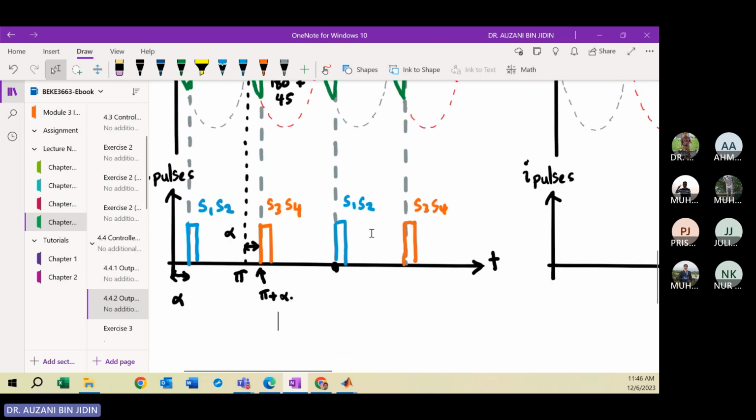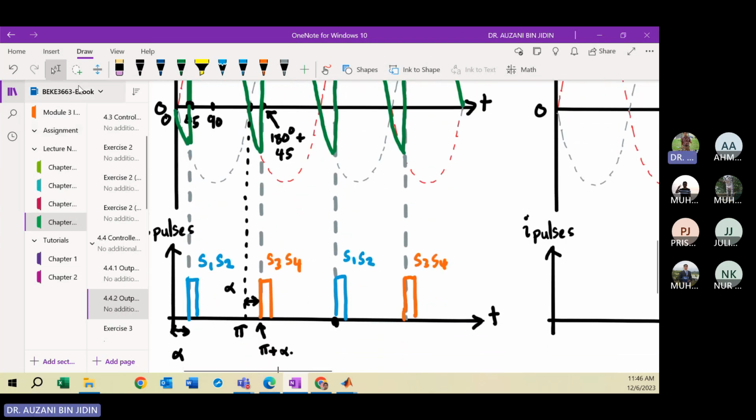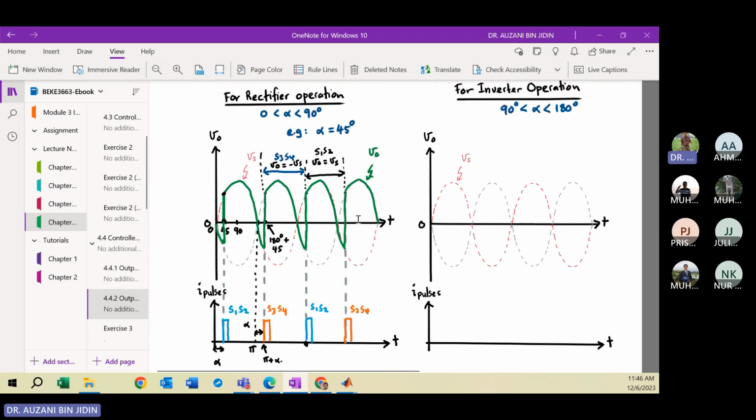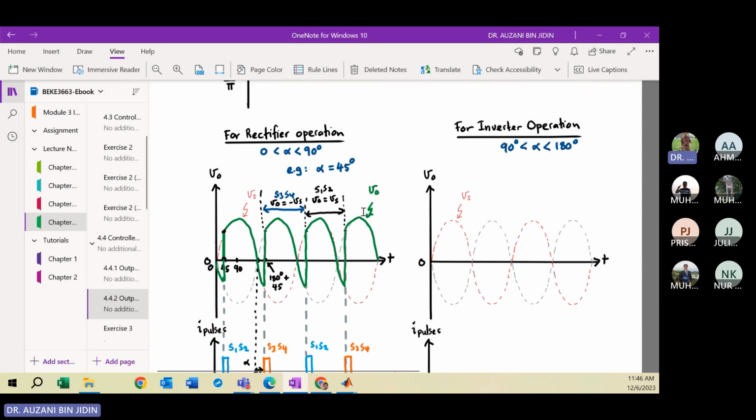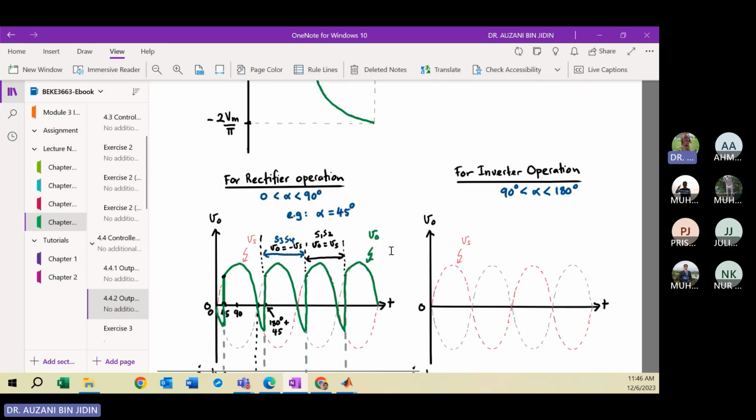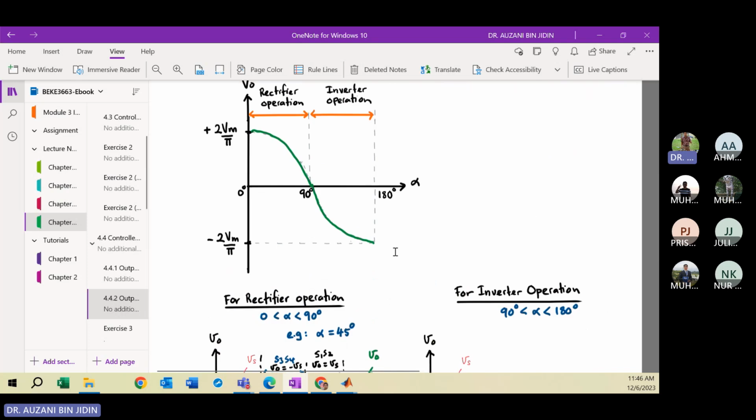Okay, so this is for the rectifier operation. Now it is 11:46. The converter can also operate in inverter operation, where you set the alpha, the angle, between 90 and 180 degrees. You see? So here your output will be negative, and here will be positive.